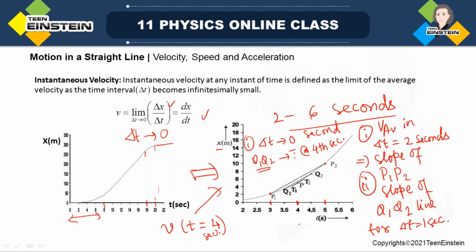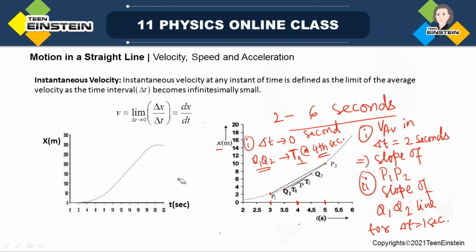So if you further and further decrease the time interval towards 0, when the time interval is very near to 0, this Q1, Q2 line becomes a tangent T1 at the point P, which is exactly at 4th second. Okay, so how do we define graphically instantaneous velocity? It is the slope of the tangent at any time on the xt curve or position time curve.